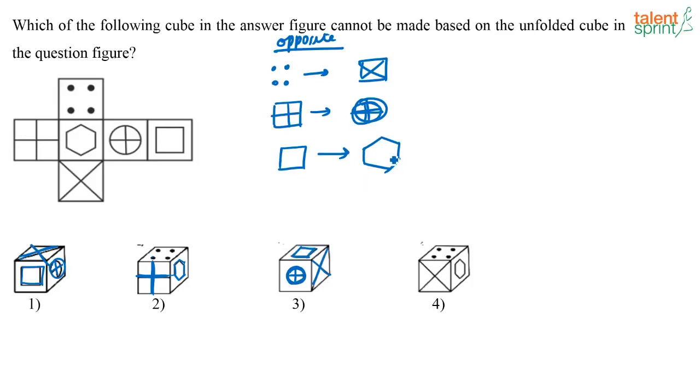Opposite to that is the hexagon, which is also not there. So all these 3 cases are possible. So obviously your answer has to be option 4. Now let us see why option 4 is our answer.